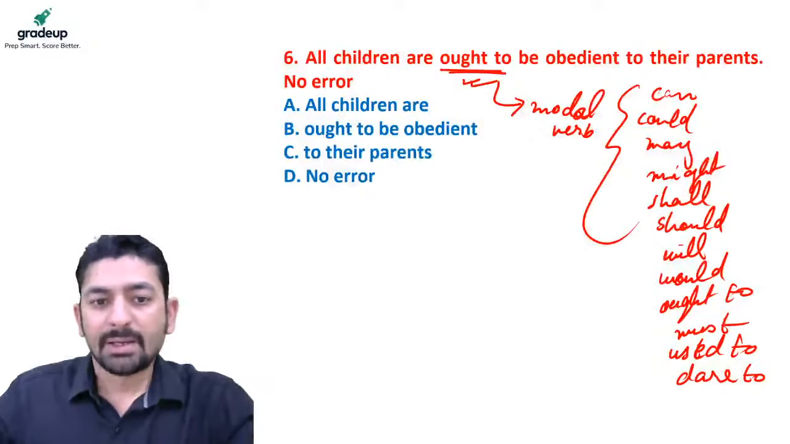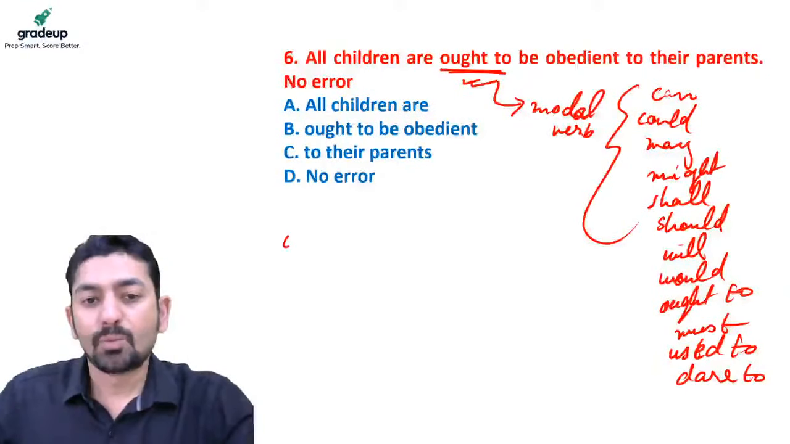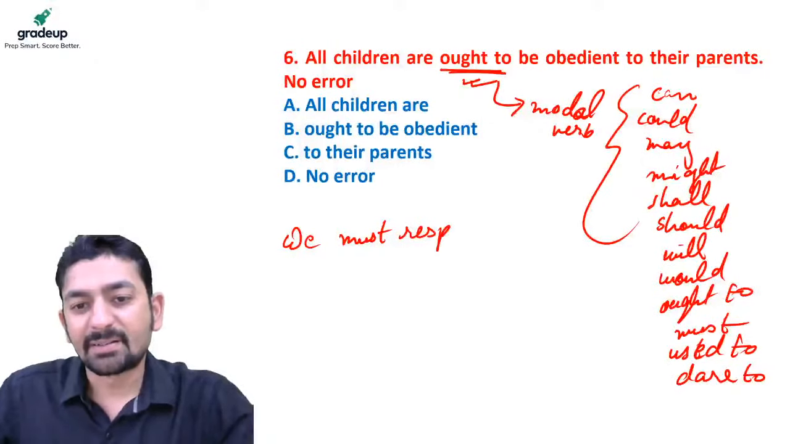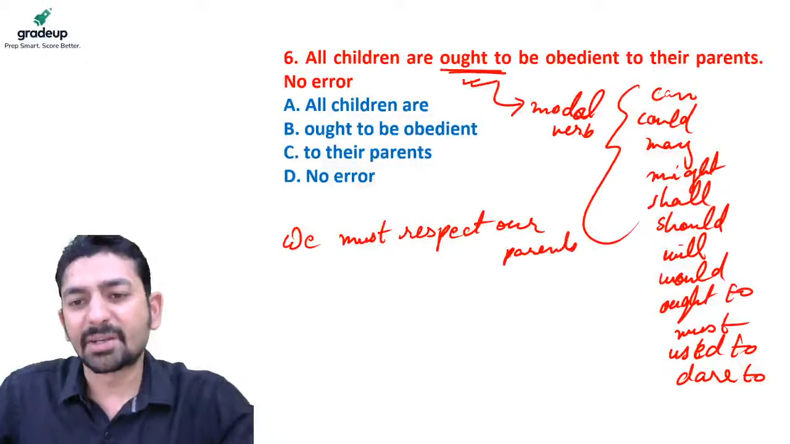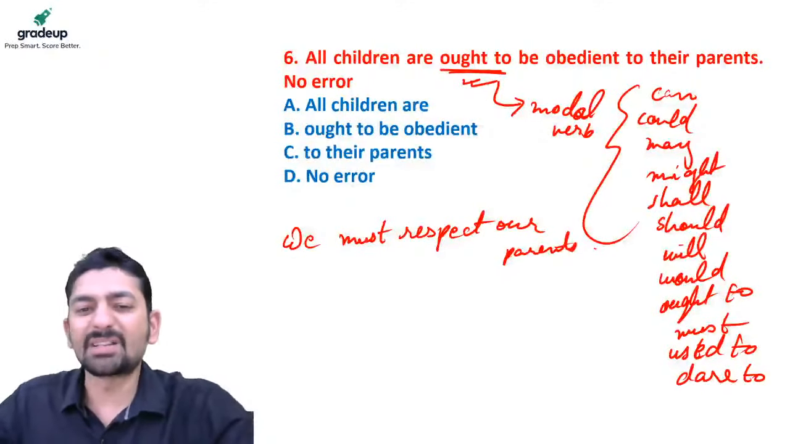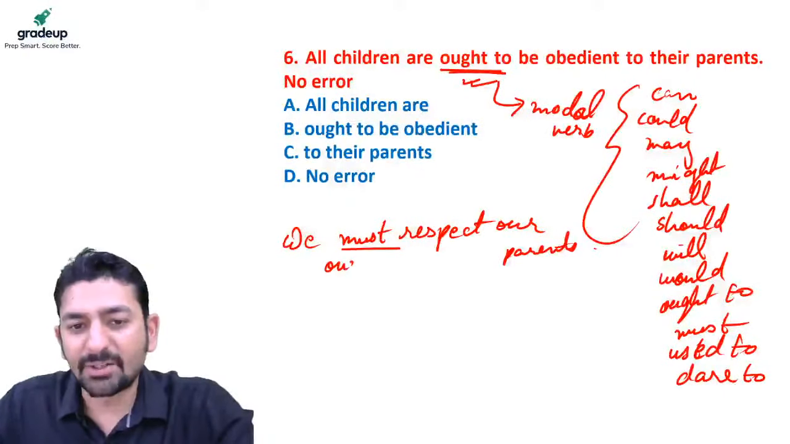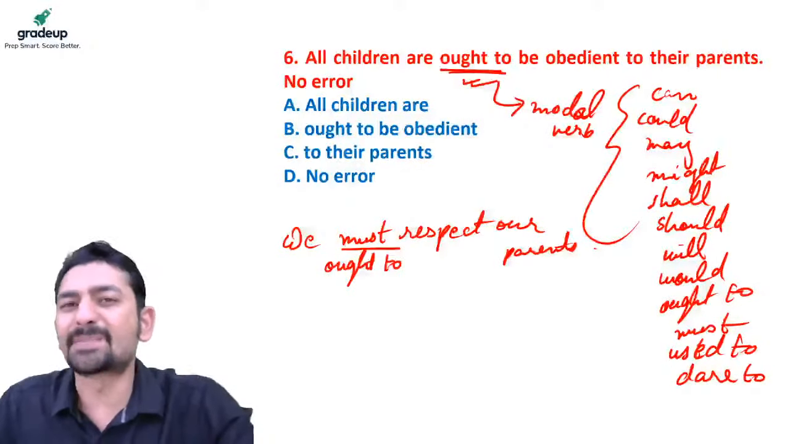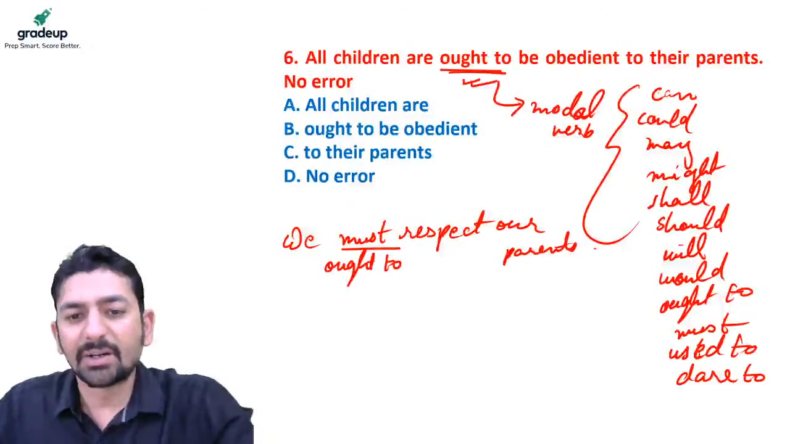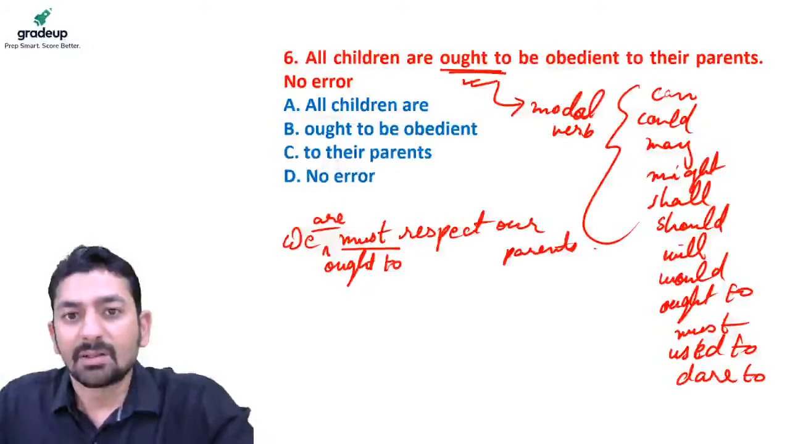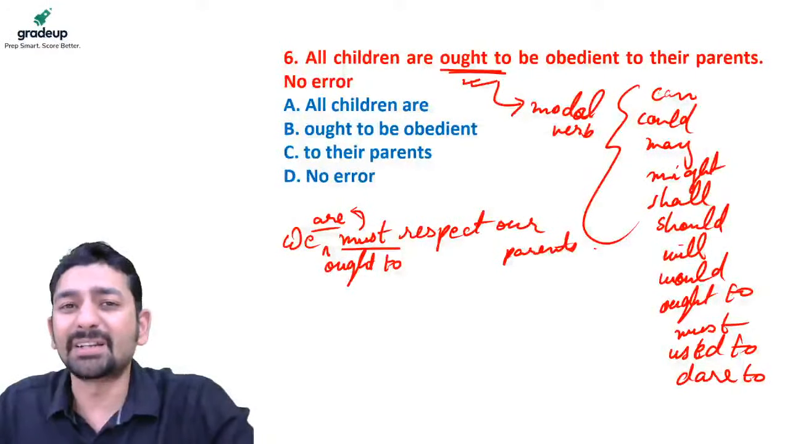Okay? If I say we must respect our parents or elders. Suppose it's parents here. We must respect our parents. In place of must, you can write ought to as well. We ought to respect our parents. Now you tell me, can I write are before must? Can are be written before must?